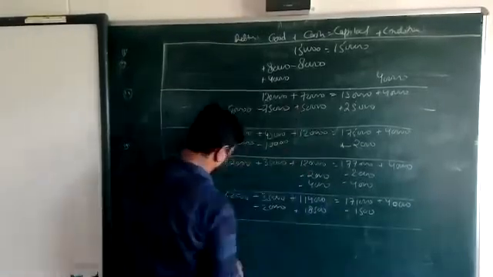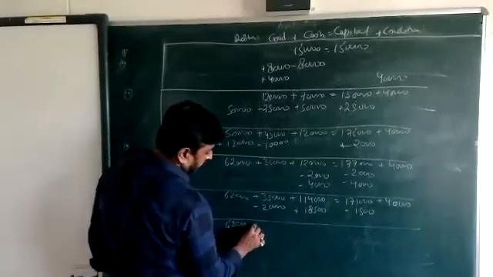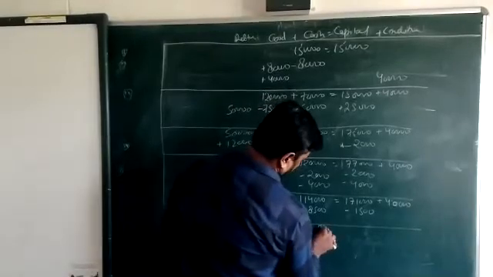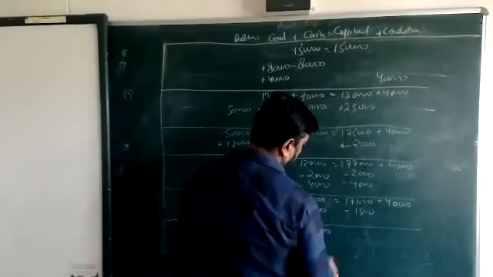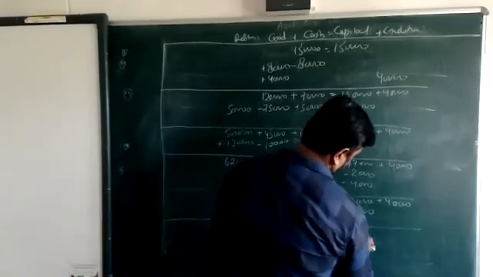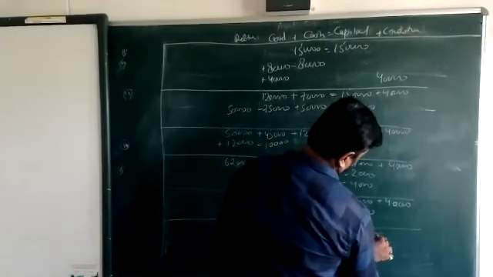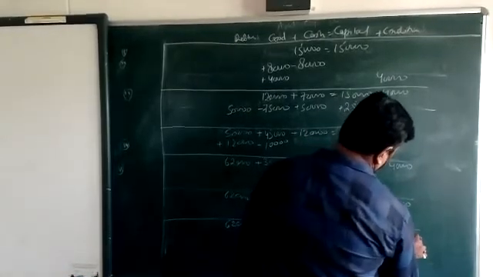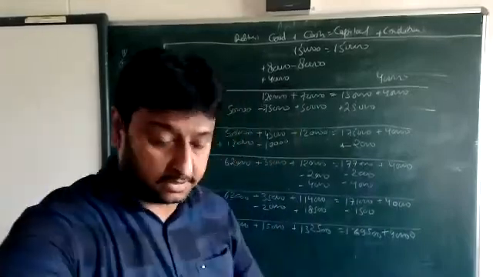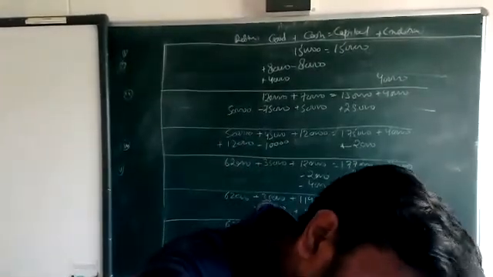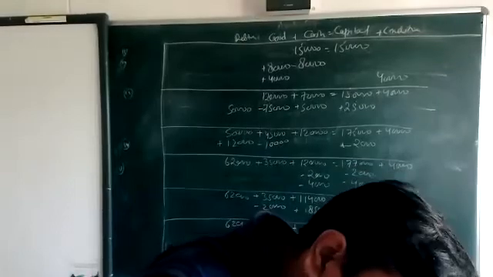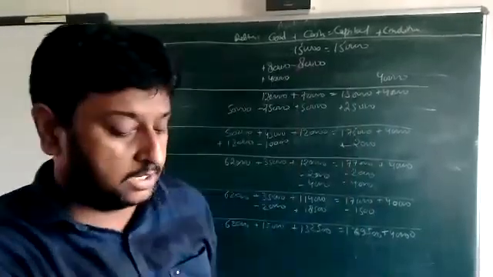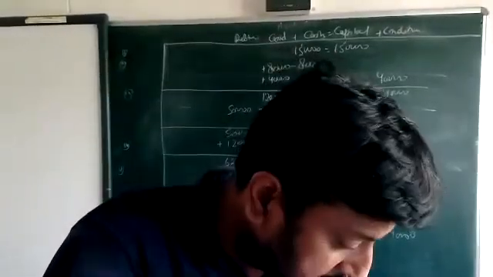Then my answer: 62,000, 15,000, 132,500, 169,500, 40,000. Okay, clear? 132,500 and 15,000, 62,000 assets, liability 40,000 and 169,500. All things came. Okay, clear? How we solved, is it clear or not?